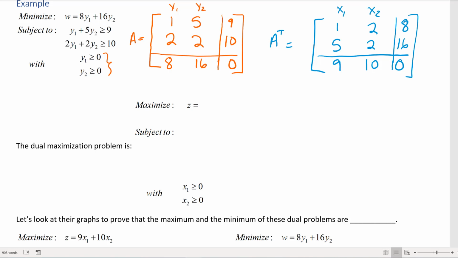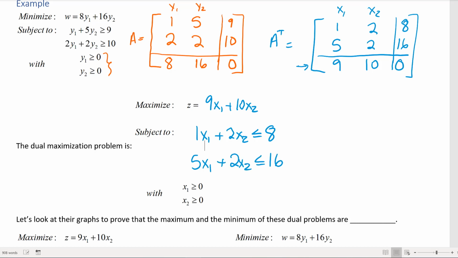The maximization comes from the third row. That's 9x1 plus 10x2, which is different because it has x's instead of y's. And my constraints, the first constraint I have 1x1 plus 2x2 is less than or equal to 8. And the second constraint is 5x1 plus 2x2 is less than or equal to 16.